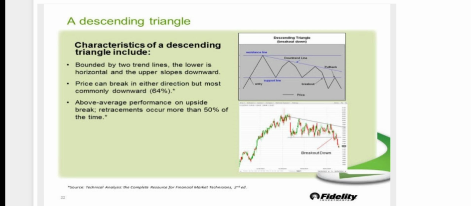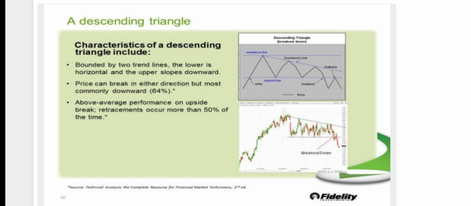So you'll see here on the chart on the right-hand side that it found that resistance line, pulled back, and found the support line. Well, the support line, you'll see, is actually the horizontal piece of this, just the inverse of what we were talking about before with the ascending. And you'll notice that it actually is creating lower highs, which is creating a sloping trend line, downward sloping. Now, once again, it can break in either direction. But most commonly it's going to break downward, roughly about 64% of the time. And you'll notice here that it has an above average performance on an upside break. But the retracements actually occur more than 50% of the time on this particular pattern.